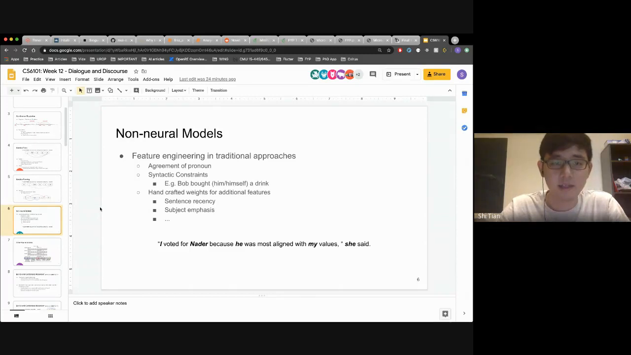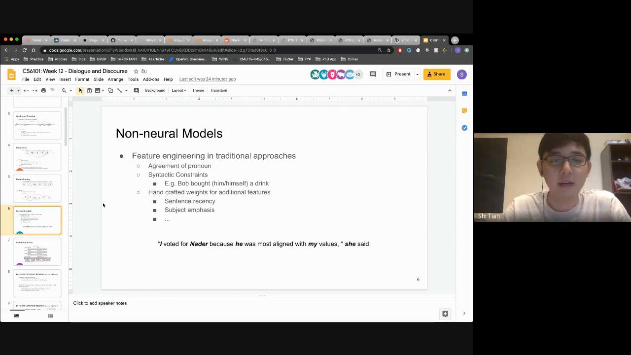So this sets a hard constraint on what can be an antecedent of a mention. And then we also have syntactic constraints. So for example, "Bob bought him a drink" versus "Bob bought himself a drink." In the first instance, we know that him cannot logically be referring to Bob. But in the second instance, "Bob bought himself a drink," himself can essentially be referring to Bob.